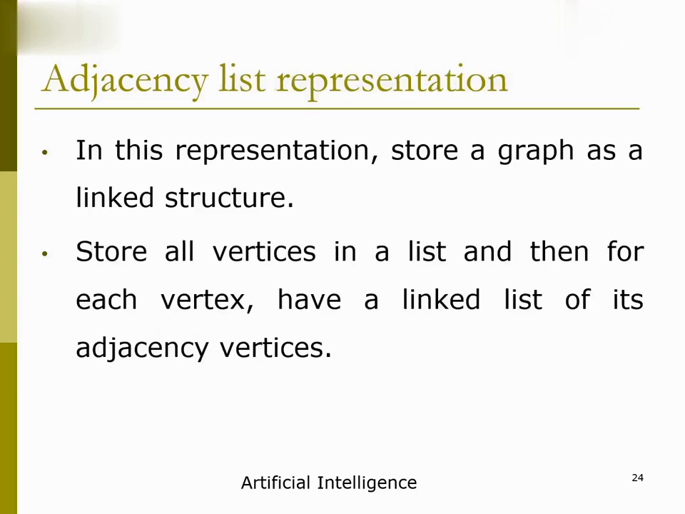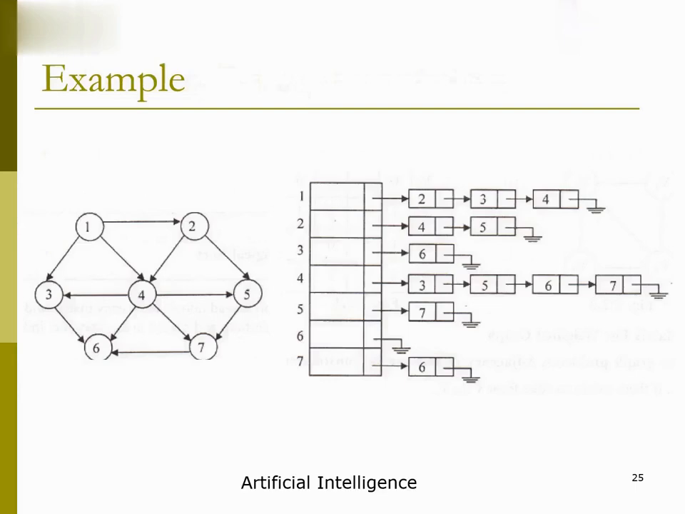Adjacency list representation. In this representation, we'll store the graph as a linked structure, wherein we will store all the vertices in a list, and for each vertex, we will have a linked list of adjacent vertices. Now for this graph, this is the adjacency list representation. Initially, all the nodes will be represented as a list, and for each node, there will be a list to all its adjacent vertices.